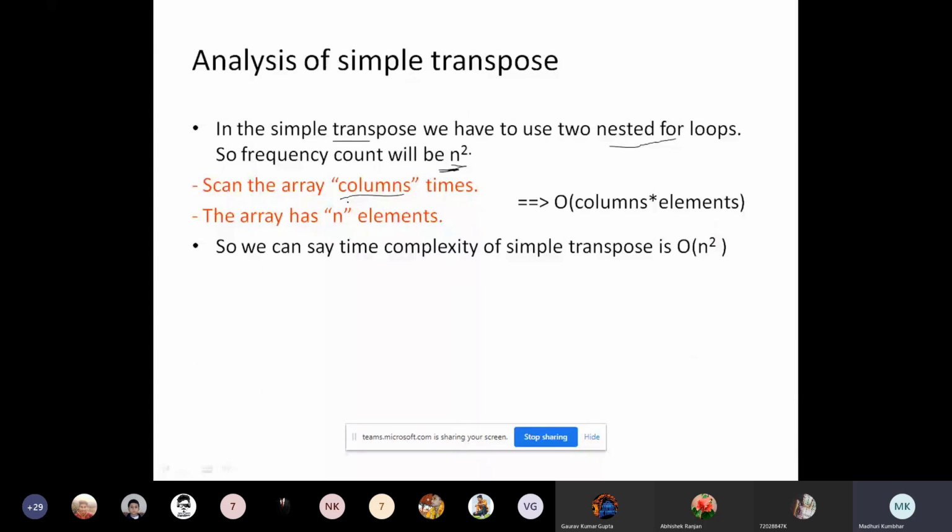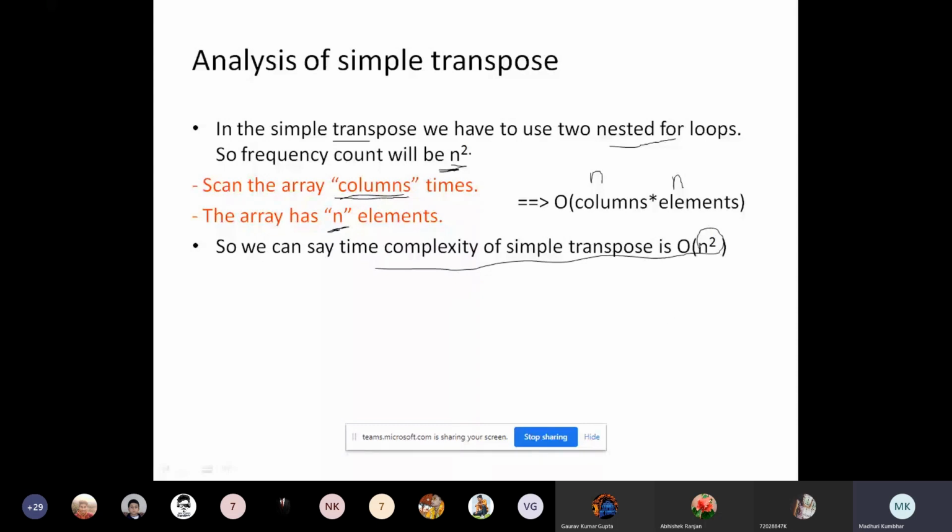So I need to scan this element or that array how many times? Column number of times, and how many elements are there in the array. So total n elements are there in the array. So what is the time complexity of this? We go off number of columns and number of elements. So maximum I consider क्या करूँगी? There are total n number of columns here and n number of elements. So maximum n number of elements, and so I can say the time complexity of this simple matrix is what? N square. Clear?